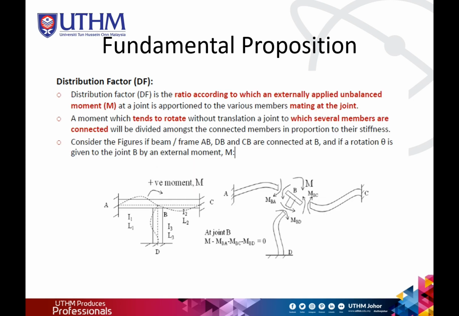And then we also have DF, which is short for distribution factor. The distribution factor is basically the ratio according to which an externally applied unbalanced moment at the joint is distributed. This is the example for the frame. The dotted lines show how the frame deflects. This is the total distribution factor we need to find for B, which involves BA, BD, and BC.